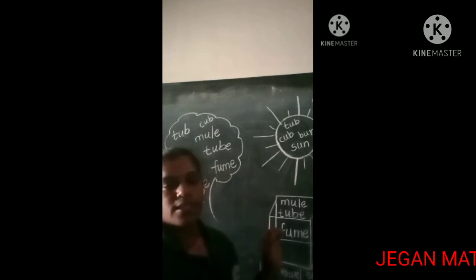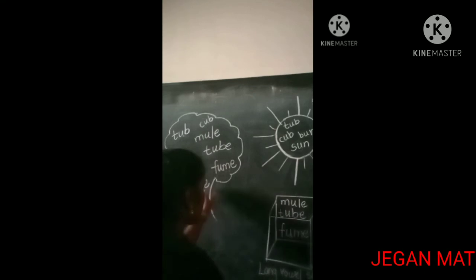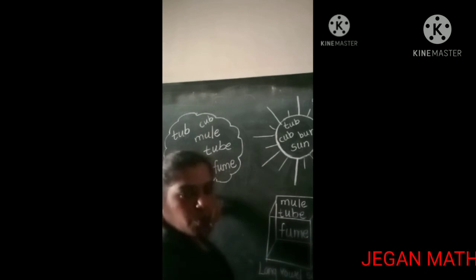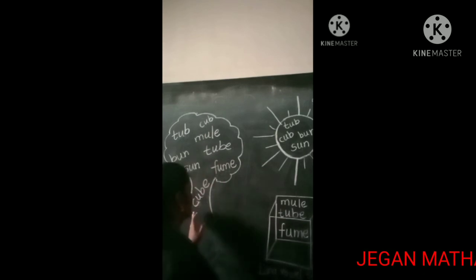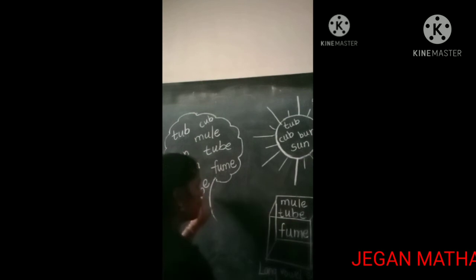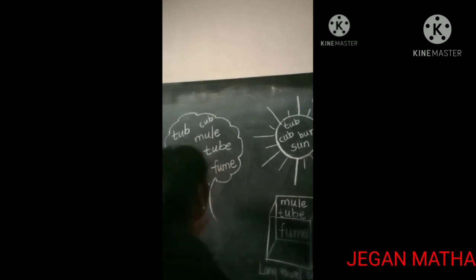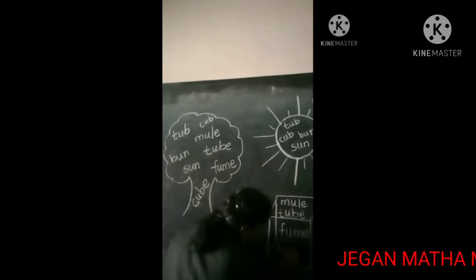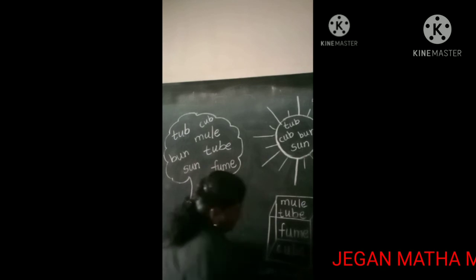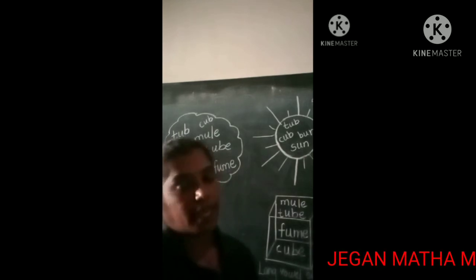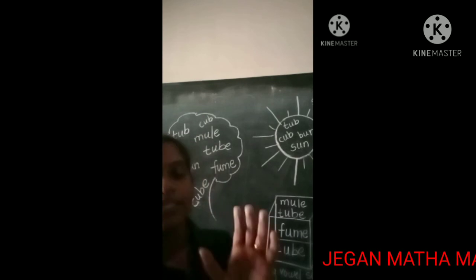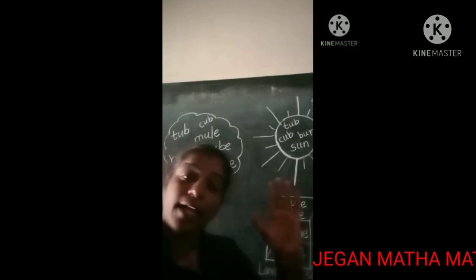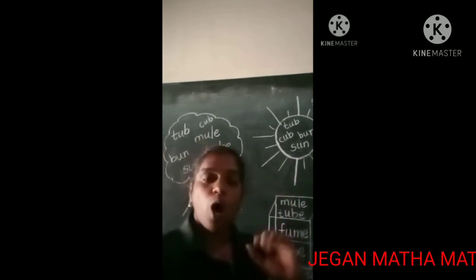Cube. What is this? Pronounce the word cube. Did you hear the name of the letter U? Yes. So the word cube has long vowel sound. Okay kids, I say once again: when we hear the sound of the letter, it means it's a short vowel sound. When we hear the name of the letter, it means it's a long vowel sound.